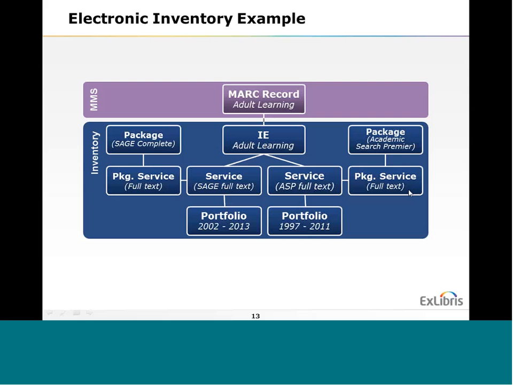When you look at the actual title, this would actually be considered the portfolio level. And this is also where coverage dates are stored. So you can think of portfolio as being analogous to an electronic holdings. So in this case, the title Adult Learning resides in the package Sage Complete. And within that package, the title is covered from 2002 to 2013. The same title, Adult Learning, is also covered in the Academic Search Premier package, and those coverage dates are from 1997 to 2011 for that specific title.